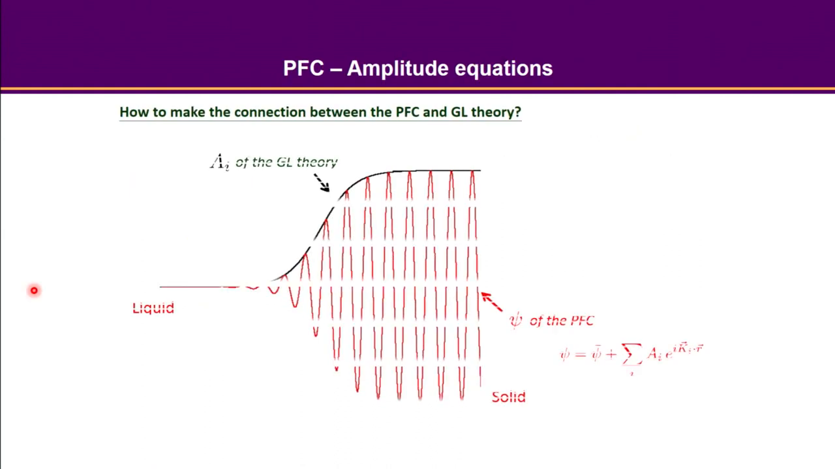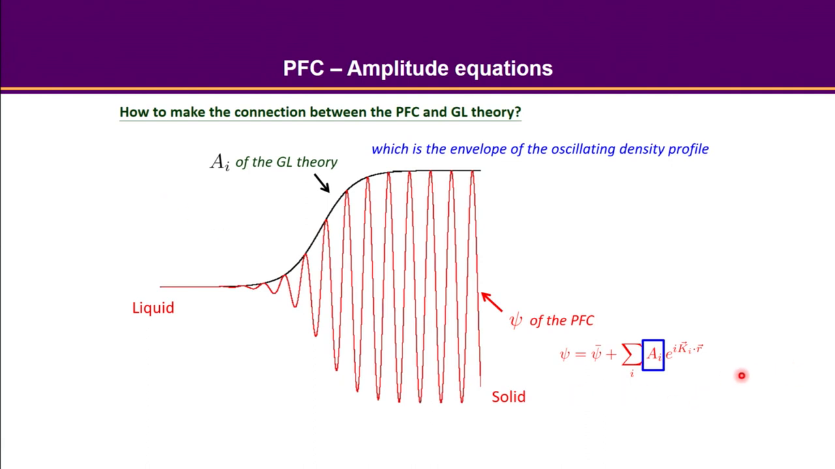Okay. All right, so we want to make the connection between the phase field crystal and the Ginzburg-Landau theory. You have already seen in the tutorial session that the density field in the phase field crystal simulation will look like something oscillating, right? So that's what I'm writing here. The red oscillating field is the density field you get from the PFC. But as you just saw, the order parameter we are using in Ginzburg-Landau theory actually corresponds to the amplitude of this one-mode approximation.